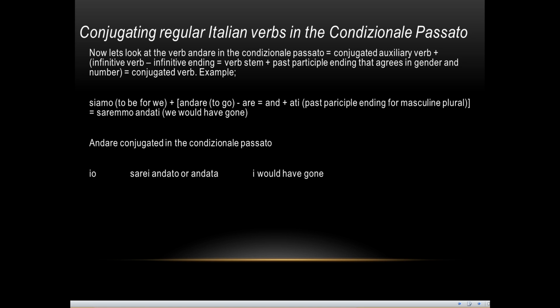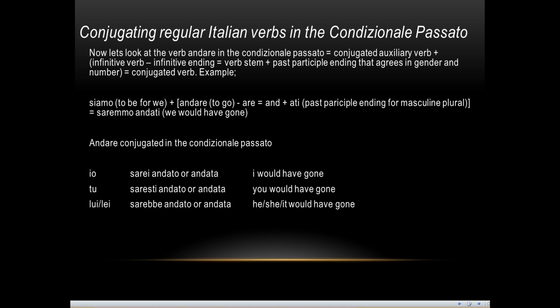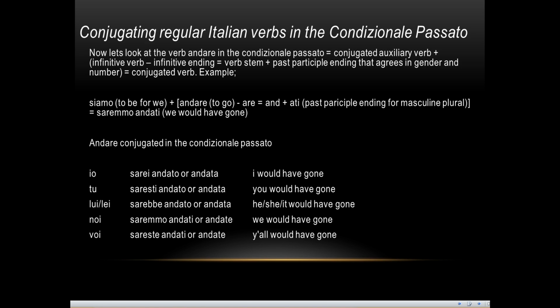Io sarei andato o andata, I would have gone. Tu saresti andato o andata, you would have gone. Lui lei sarebbe andato o andata, he, she would have gone. Noi saremmo andati o andate, we would have gone. Voi sareste andati o andate, y'all would have gone. Loro sarebbero andati o andate, they would have gone.